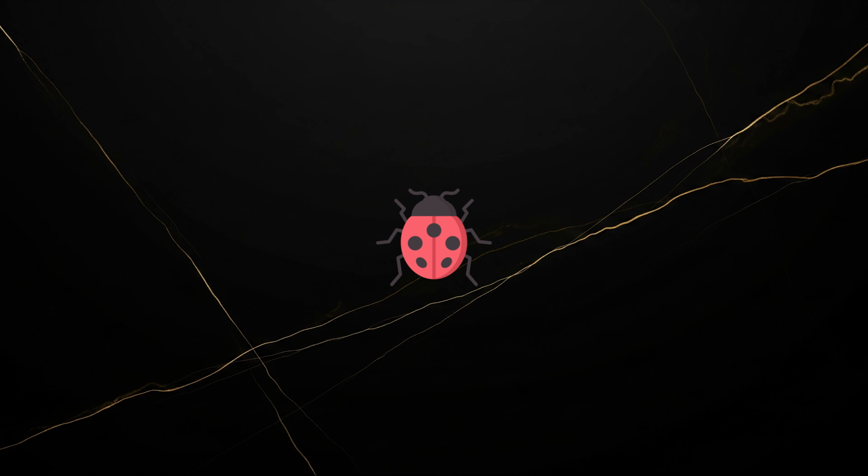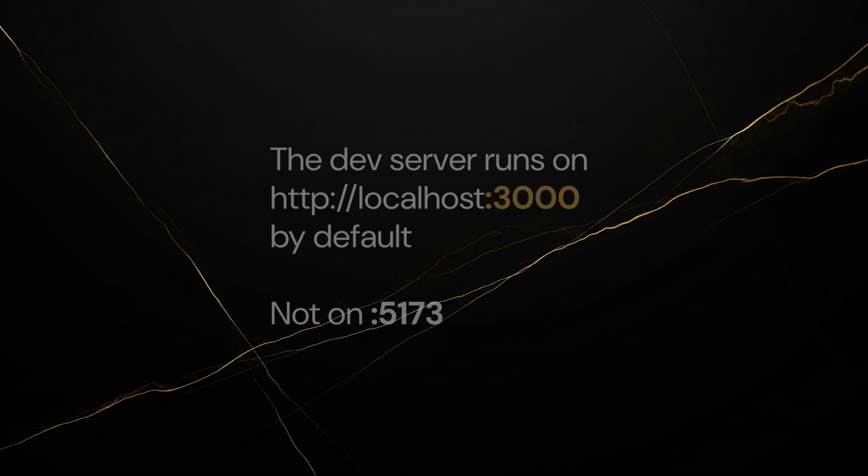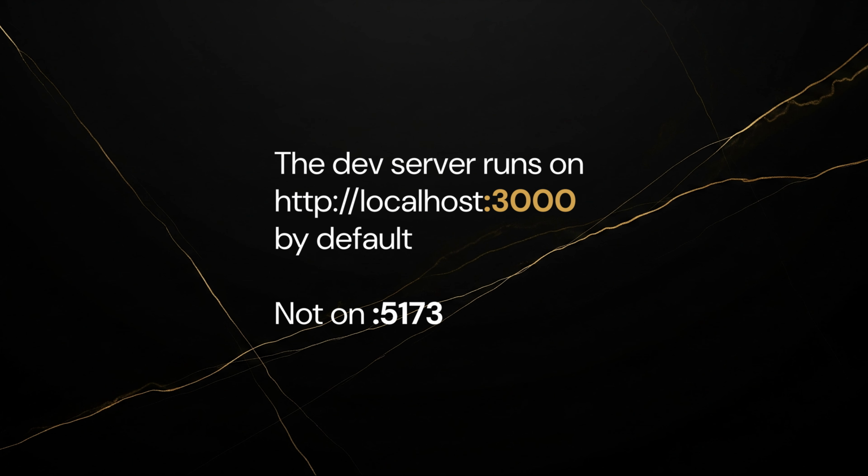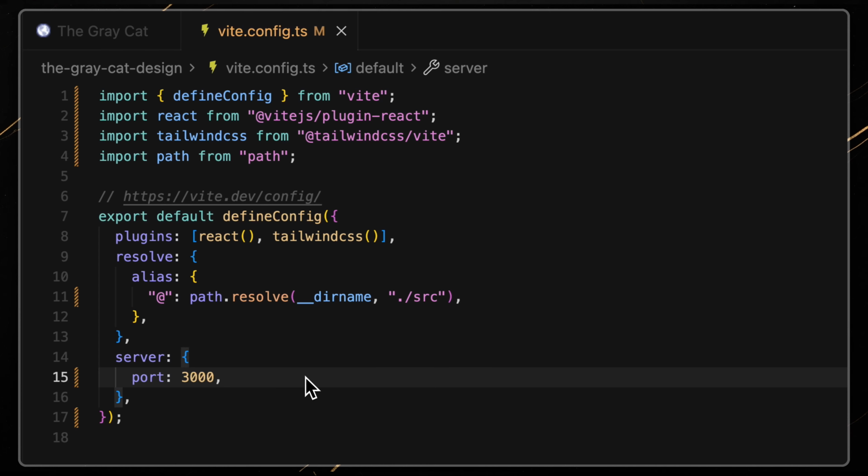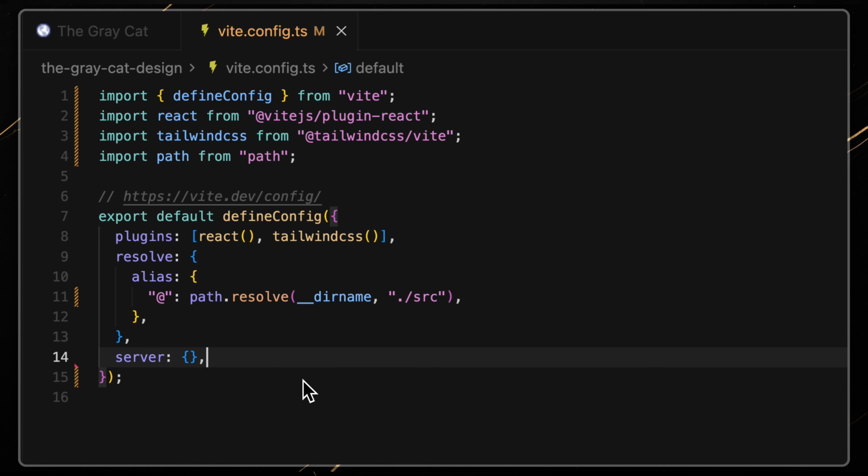Just be aware, there is a small bug in the project. The Vite config overrides the default port, so the agent suggests 5173, while the server actually runs on 3000. Easy fix, just remove the port override from the config.